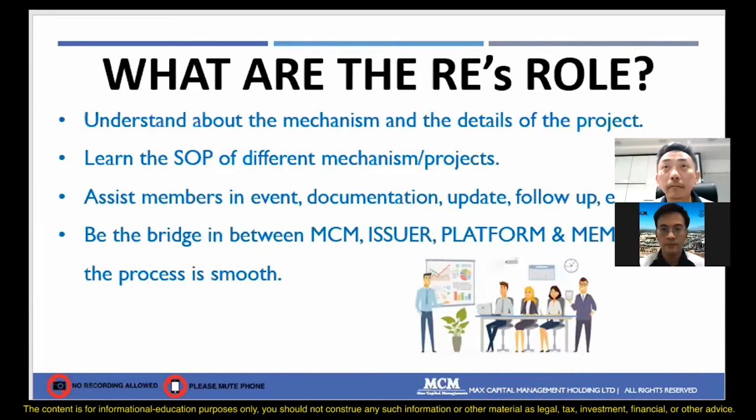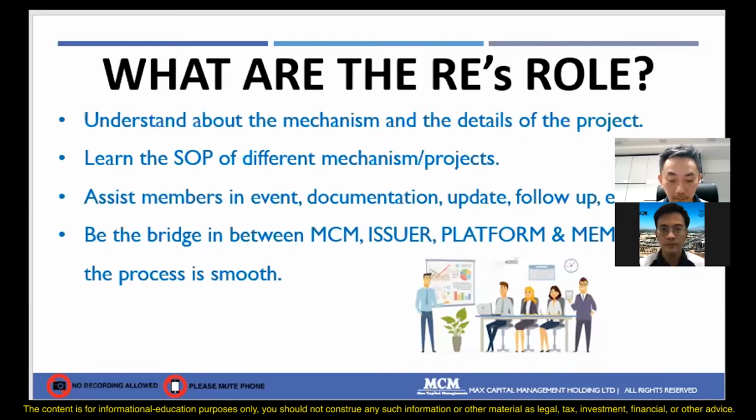Okay, just now I was explaining about the MCM role, right? So what is our role in this ecosystem? It's an ecosystem where all of us, the members, we as a RE, the company, and also the issuers. We all want to help each other so that we get the benefit all together. So basically, as a RE, this is our role.